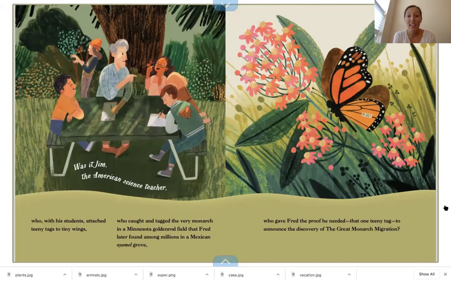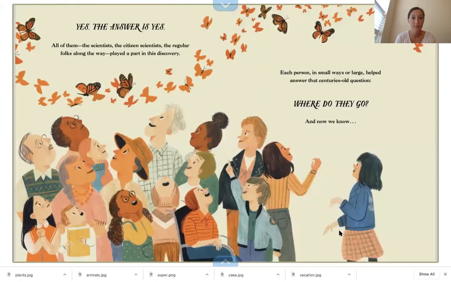And the butterfly gave Fred the proof he needed, that one teeny tag to announce the discovery of the great monarch migration. Yes, the answer is yes. All of them, the scientists, the citizen scientists, the regular folks along the way played a part in this discovery. Each person, in small ways or large, helped answer the century-old question, where do they go?